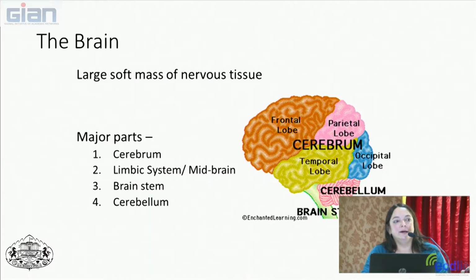Okay, so let's spend a bit of time talking more about the brain itself. The brain is a soft mass of nervous tissue. As we talked about yesterday, it contains neurons and glial cells. And it has 4 major parts that people like to talk about: the cerebrum, the limbic system in the midbrain, the brainstem, and the cerebellum. And we're going to talk about each of these a little bit more.